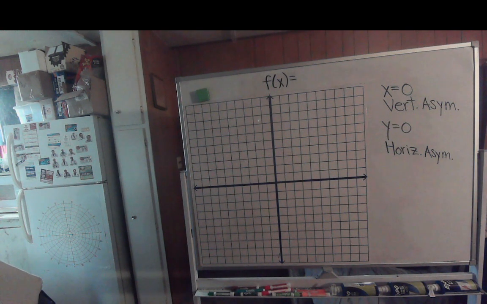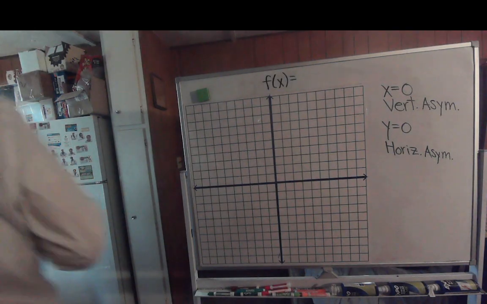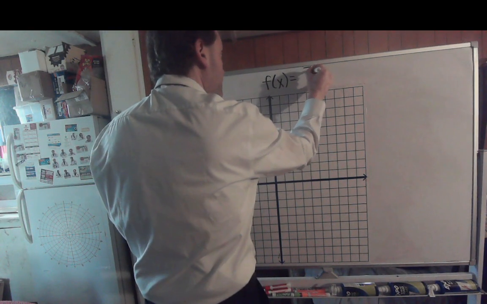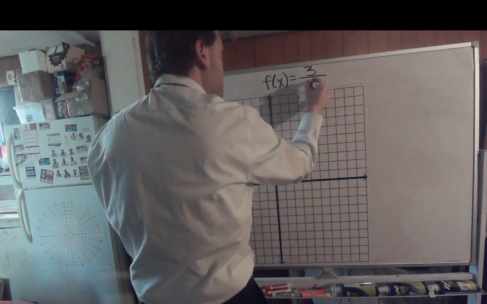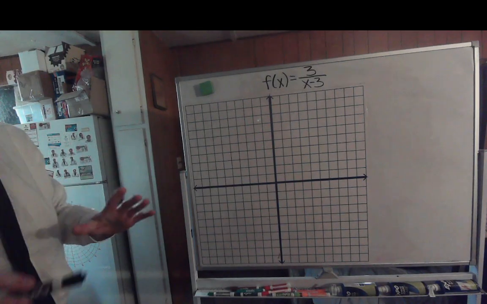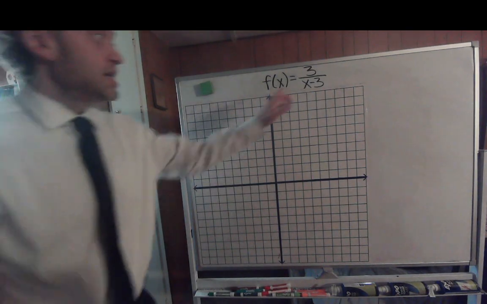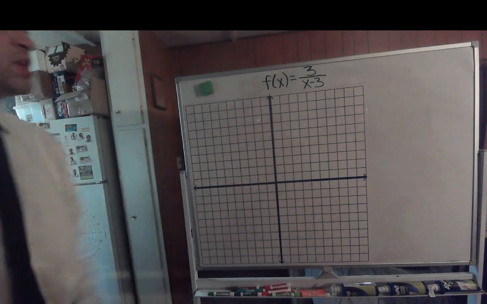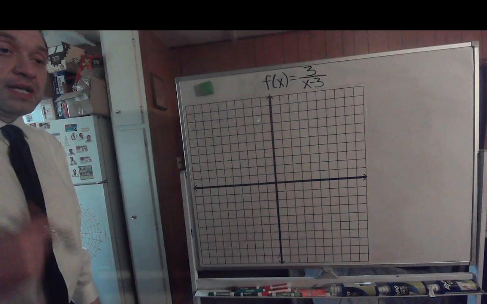So, what if this time I'm going to throw something different in? What if f of x equals 3 divided by x minus 3? All right, so this has just changed a little bit. We have f of x equals 3 divided by x minus 3. What is happening here?